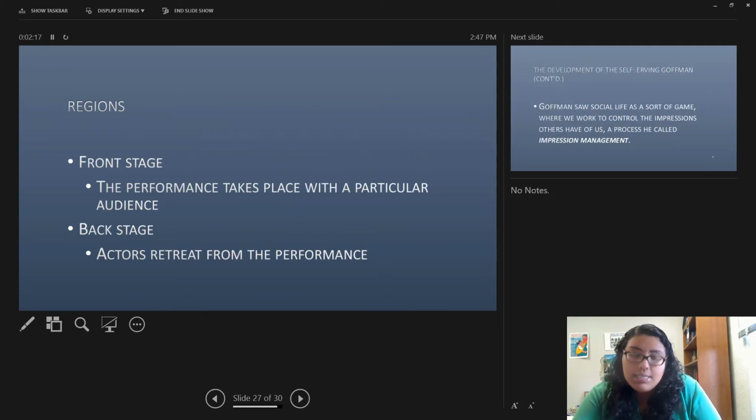He also says that we have a front stage and a backstage. Our front stage is when we're performing in front of a particular audience. For example, with you, my students, right now I am in a front stage. Once I turn off the camera, I will be in the backstage. But then I step outside into the hallway with my colleagues and I'm in a front stage again. So I'm always moving from front stage to backstage. Backstage is when actors retreat from the performance with that particular audience.